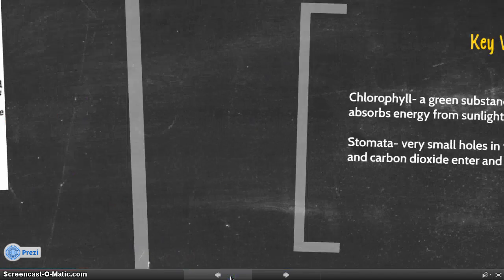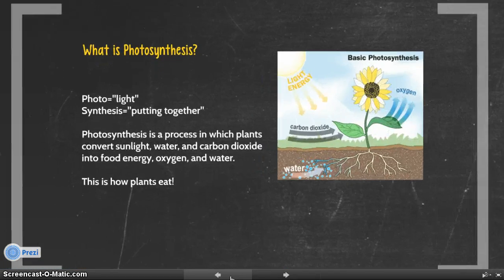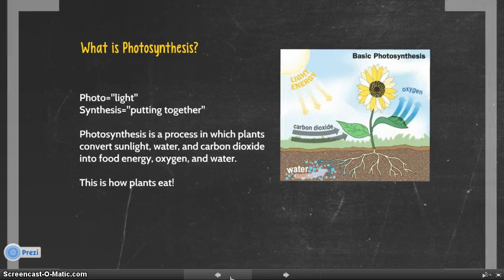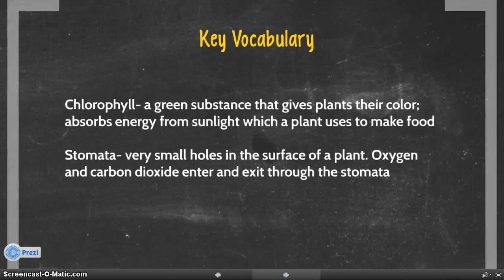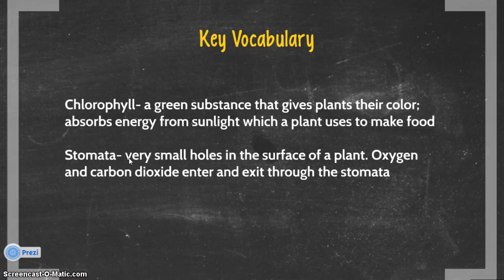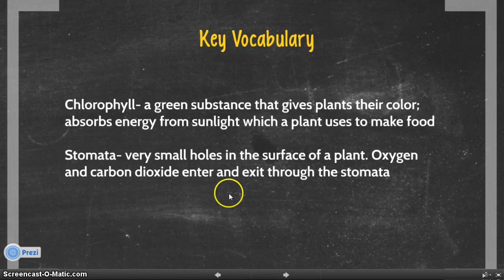So why don't we just go back really quickly just to make sure we all understand. Once again, photosynthesis is a process in which plants convert sunlight, water, and carbon dioxide into food, energy, oxygen, and water. And this is how plants eat. Our key vocabulary, we have here chlorophyll, which is a green substance that gives plants their vibrant, rich green color. And chlorophyll also absorbs the energy from sunlight, which a plant then uses to make its food. And then we also have stomata, which were those very small microscopic holes in the surface of a plant. And these holes allow oxygen and carbon dioxide to enter and exit.